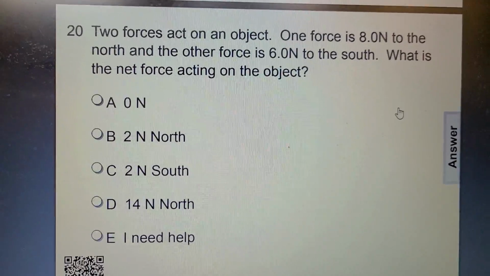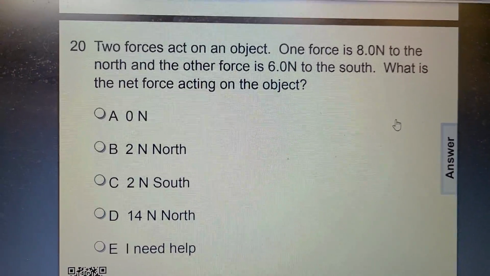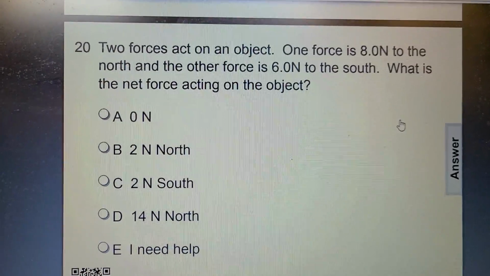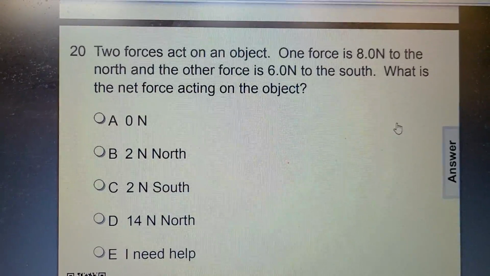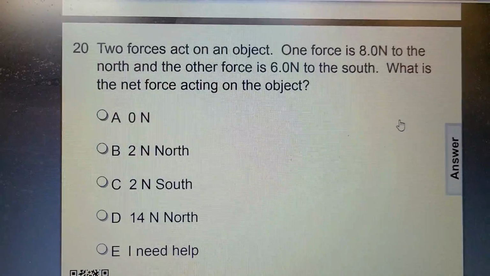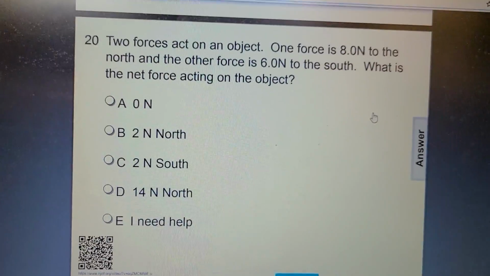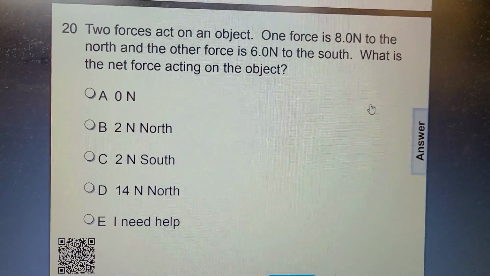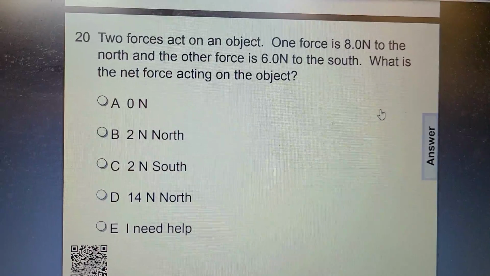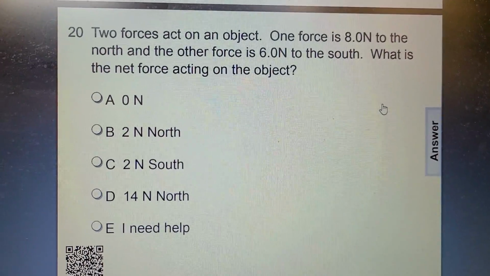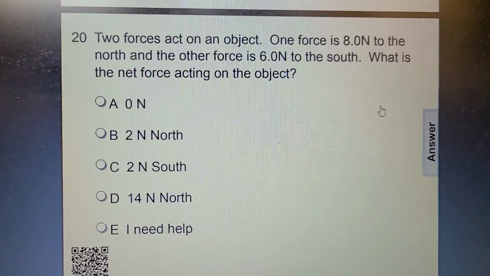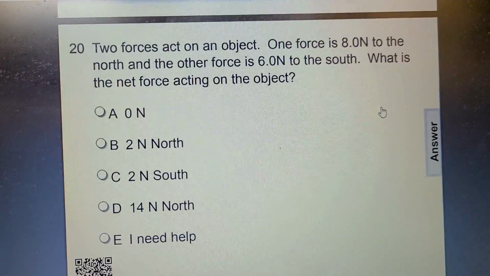Negative. So if 8 Newtons is going to the north and 6 Newtons is going to the south, what would be the net force acting upon it? What would be the actual net force? 2 and north. Okay.